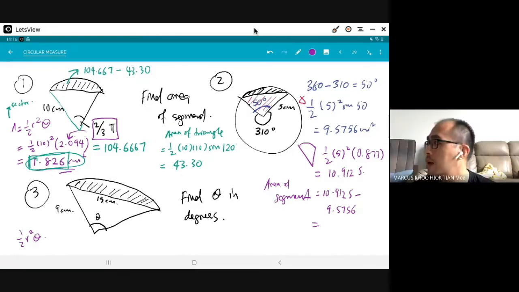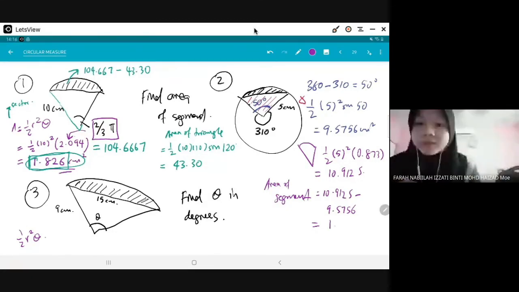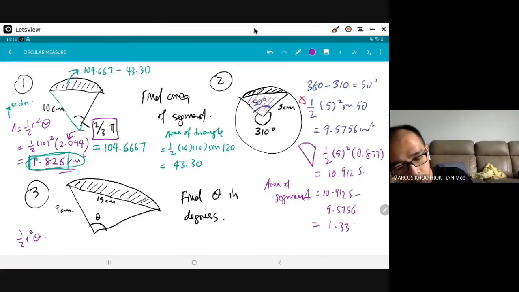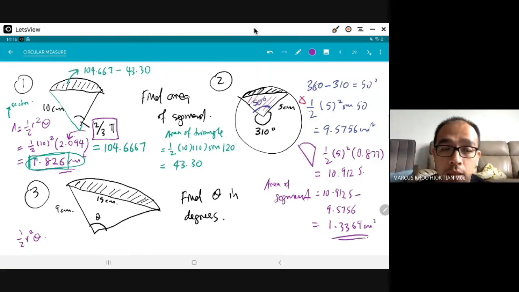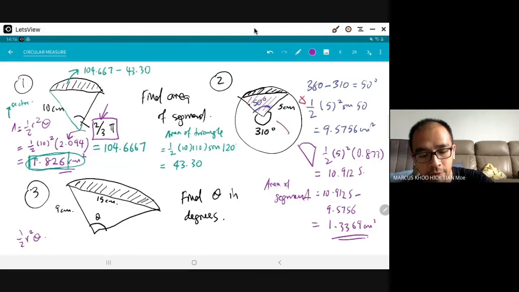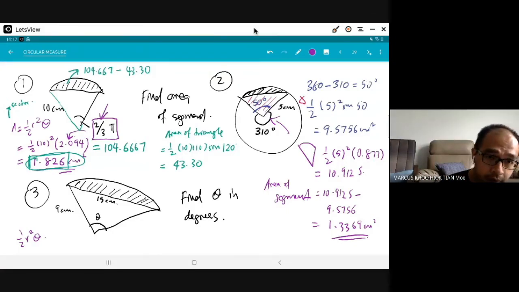1.3369 cm squared. Okay, so you notice that the things that can change will probably be just the angle. In this example, I give you the angle in 2/3 pi. In this example, I give you the major angle, but you're supposed to find the minor angle. But the step is still the same. Find the area of the triangle, find the area of the sector, and then minus to find the area of the segment.